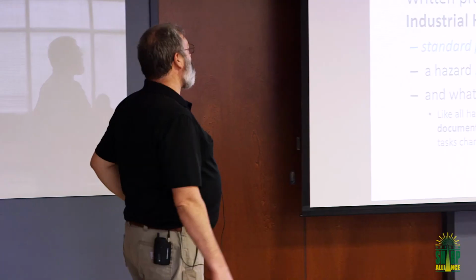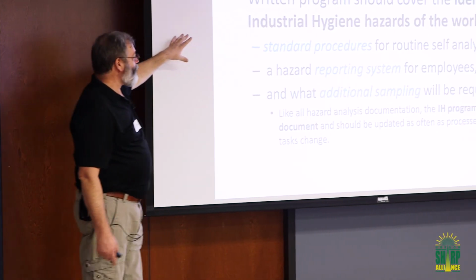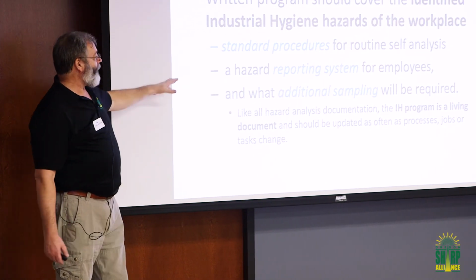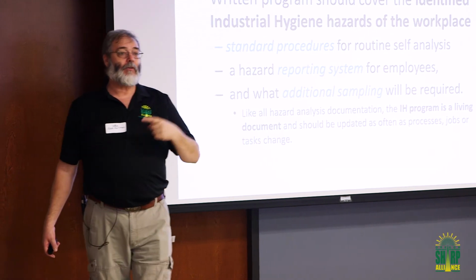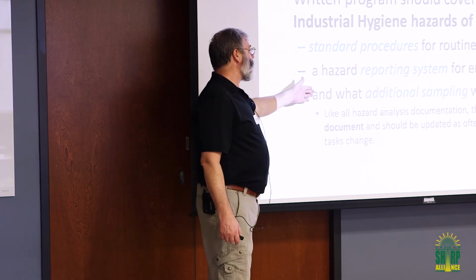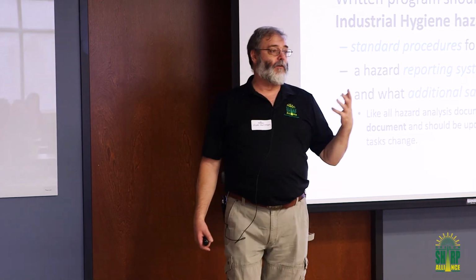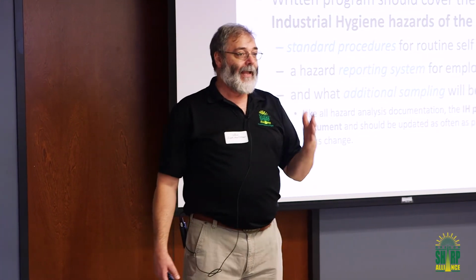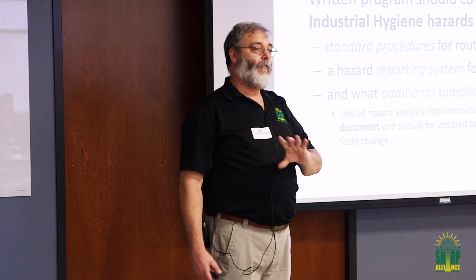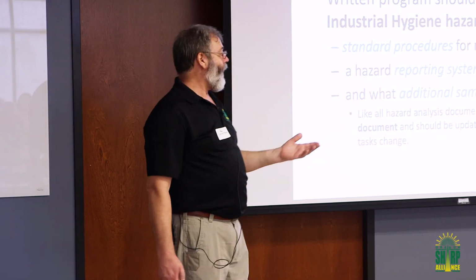Okay, so your program should cover the identified IH hazards that you found in your workplace, have some standard procedures for how we're going to do routine ongoing self-analysis, have a hazard reporting system so that employees can report hazards back up to you so you can do something about them, and what additional sampling is going to be required. Okay? Program, it's a living document. It's going to change. It's going to evolve and grow with your company. Expect that. Okay? But it's a very good recording of what's been going on, what your hazard levels are, what your control levels have done, all of that stuff.